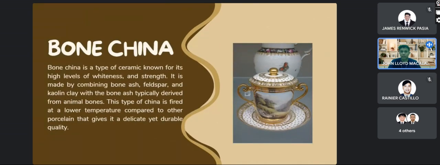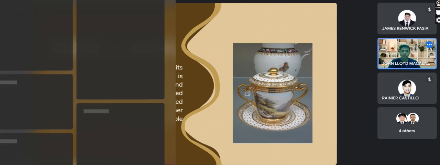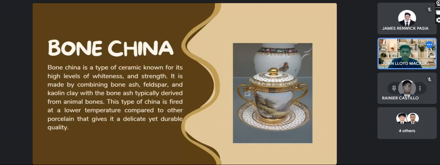And the last one is the bone china. Bone china is a type of ceramic known for its high level of whiteness and strength. It is made by combining bone ash, feldspar, and kaolin clay, with the bone ash typically derived from animal bones. This type of bone china is fired at a lower temperature compared to other porcelain that gives it a delicate yet durable quality. Bone china is highly valued for its fine texture and is often used for high-end tableware and decorative pieces. Next slide, please.